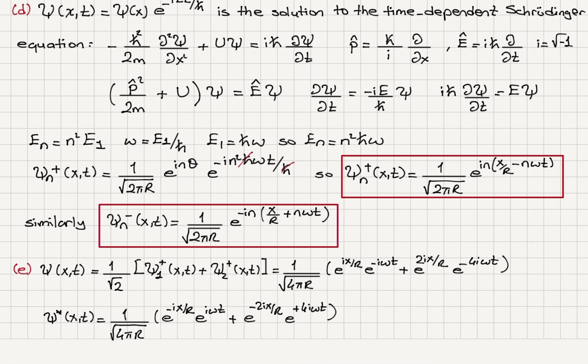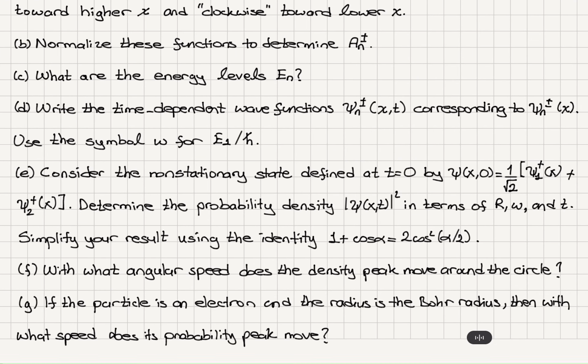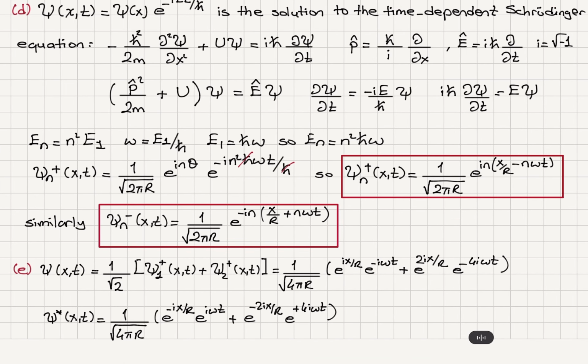And when we define omega to be E1 over h bar, we write energy levels as n squared h bar omega. And then we can put the solutions for psi of x, 1 over square root of 2 pi R, e to the plus i n theta or e to the minus i n theta, where theta is x divided by capital R, to obtain these solutions. Now we're looking at a particular non-stationary state defined at t equal to 0. And we want to determine the probability density, psi of x and t absolute squared, in terms of R, omega, and t, and simplify using this trigonometric identity. So that's what we did here.